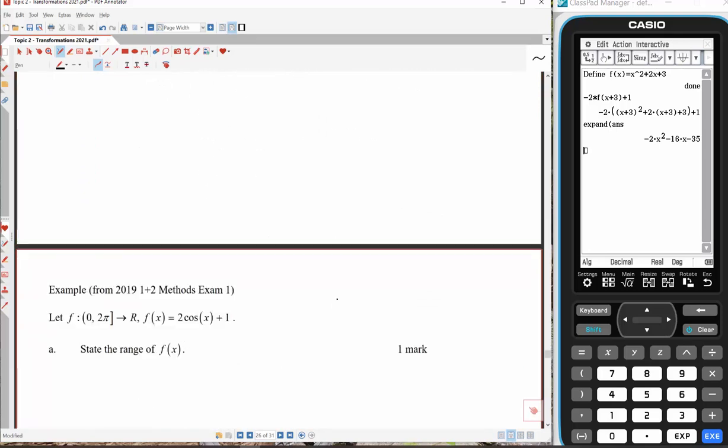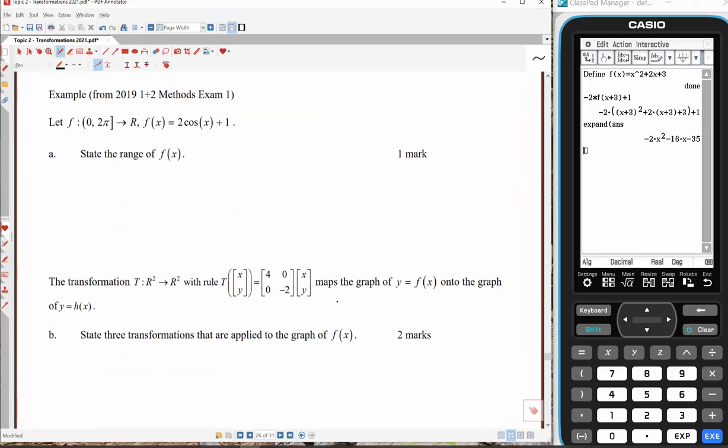All right, so here is a question from the methods exam from 2019. Tough question again. So we've got this function here. f is a function between 0 and 2 pi. It's the cosine function, 2 cosine x plus 1.